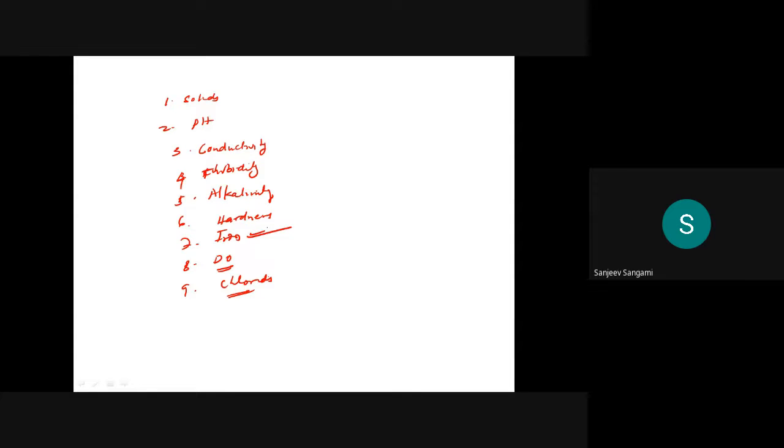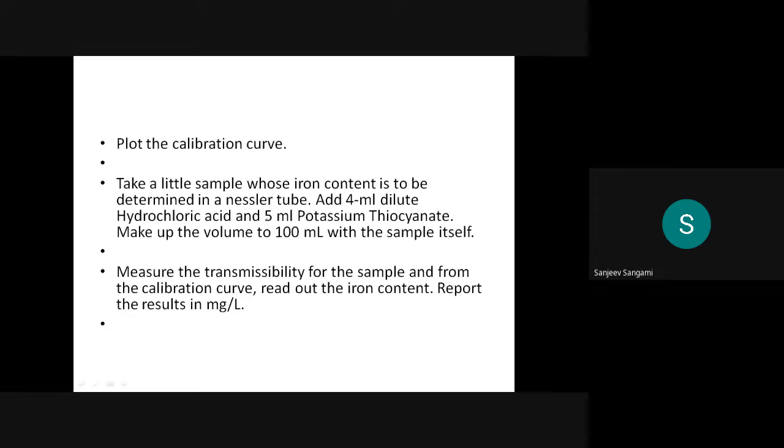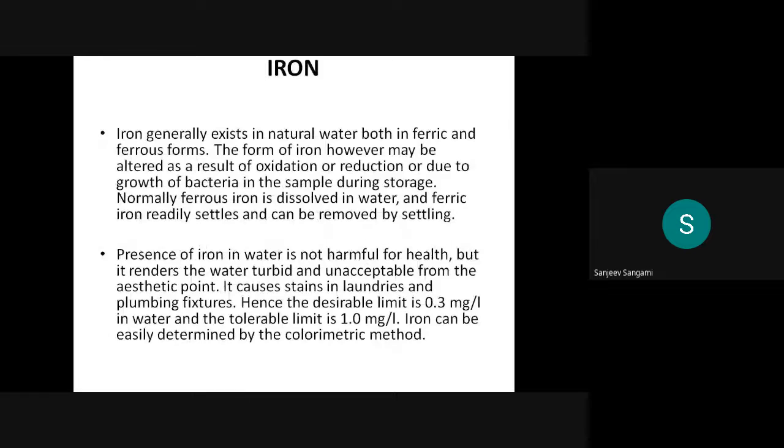Today we'll try to cover the iron. As far as the iron is concerned, iron exists in two forms, that is Fe2+ form and Fe3+ form. We can call Fe2+ ferrous, and Fe3+ ferric. It is a very important component in drinking water.